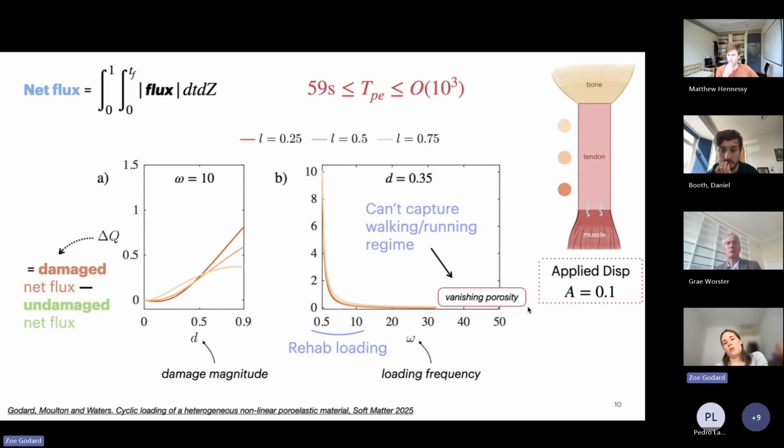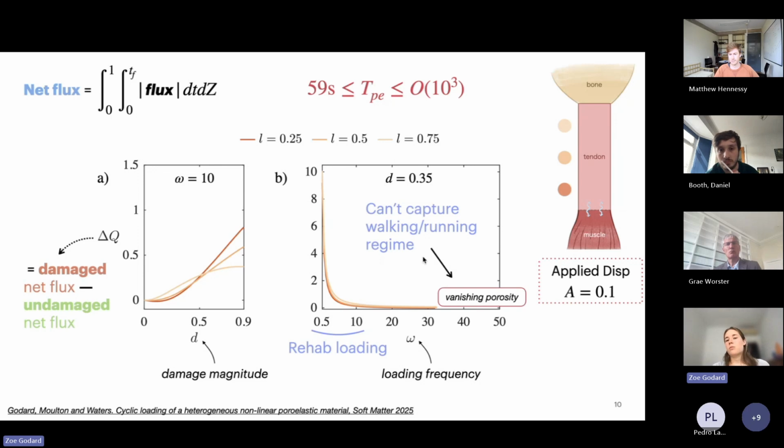And just to bring this into the context of tendons a little bit, I mentioned the poroelastic timescale before. If we take some values for the Achilles tendon, and there's quite a few different values that could work, you can get a poroelastic timescale between 59 seconds and order 1,000, which is quite large. And so if we compare this to what our model is saying, then the frequencies 0.5 to 10 are about what the literature says would be a rehab loading frequency.